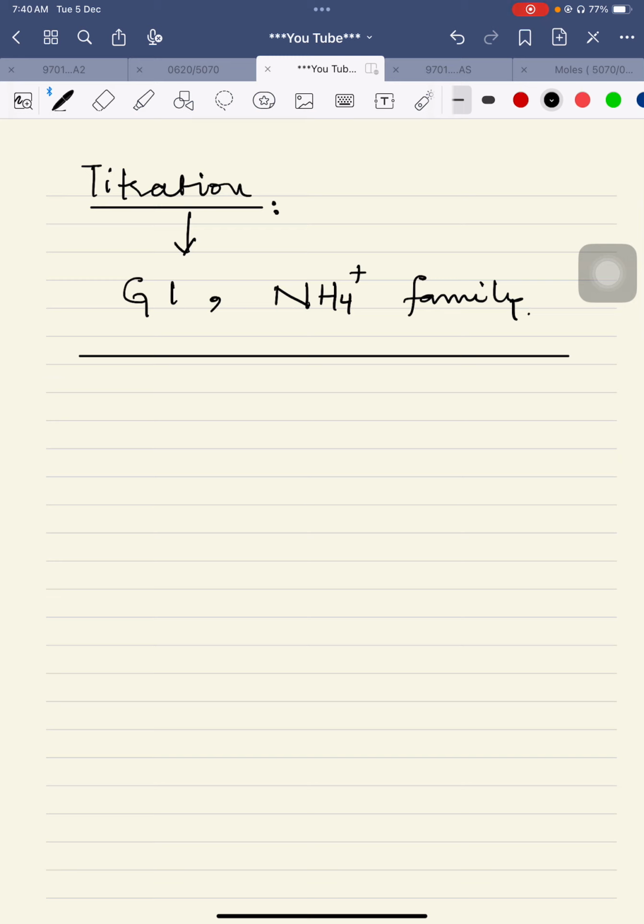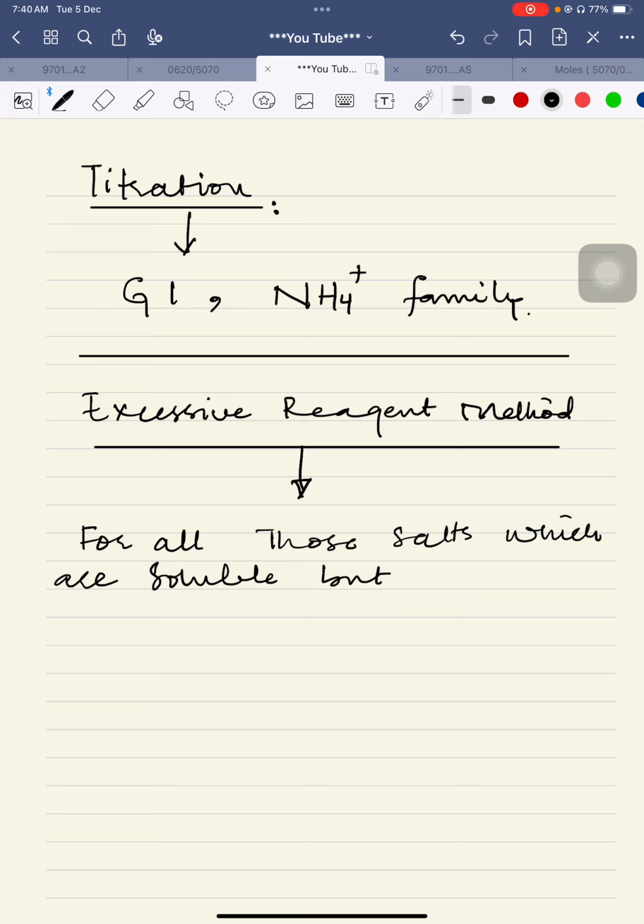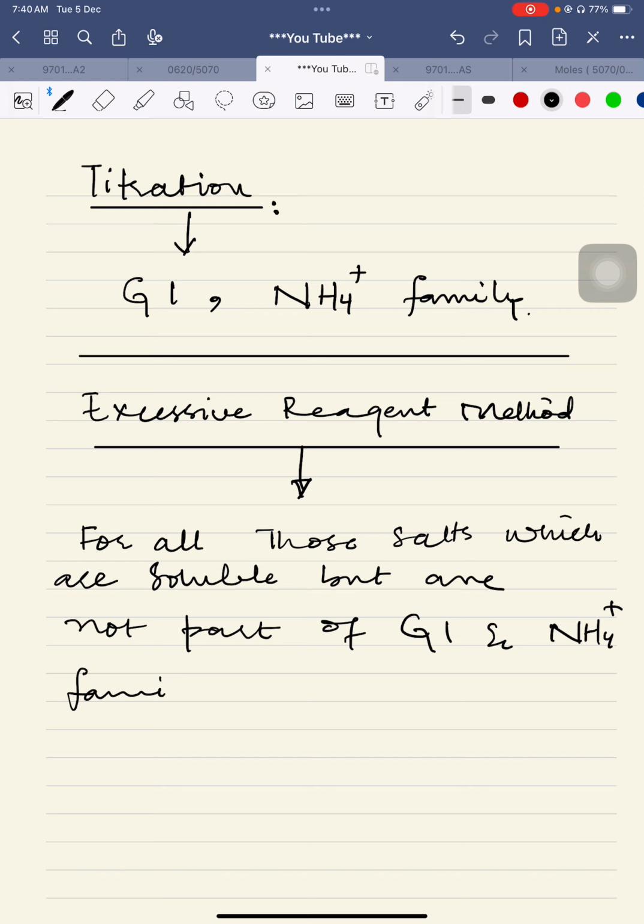For example, ammonium chloride, ammonium nitrate, etc. Okay. Then is the excessive reagent method. It will be used specifically for which type of salts? For all those salts which are soluble, but are not part of group 1 and the ammonium family.